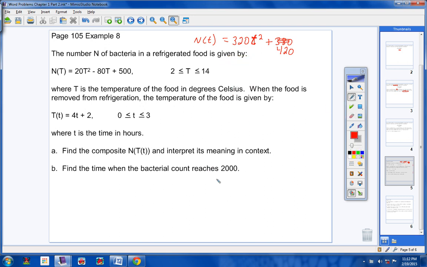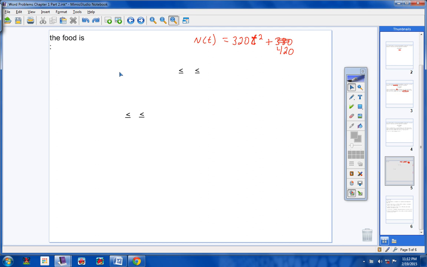And I'm going to put 2,000 in for the bacteria count. Okay? So let's get rid of this so we have some room to work. And here we go. So for my N of t right here, I'm going to put 2,000. Now listen, if I was given time, I would put that in for t over here, but I was given bacterial count. So 2,000 equals 320 t squared plus 420.